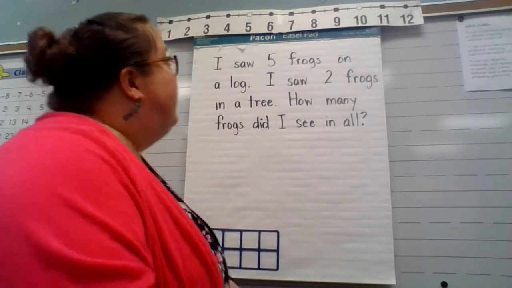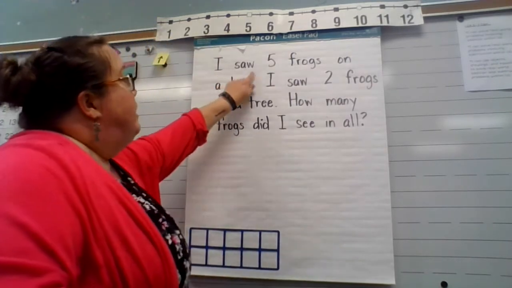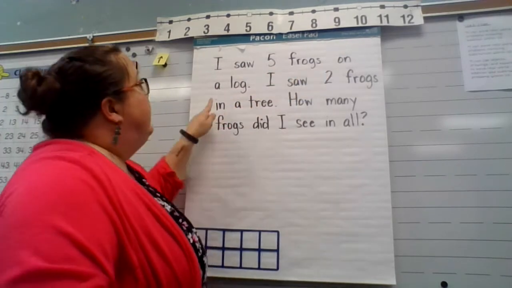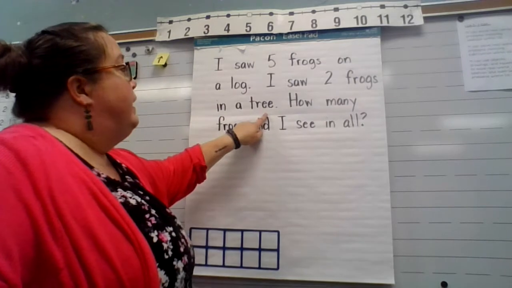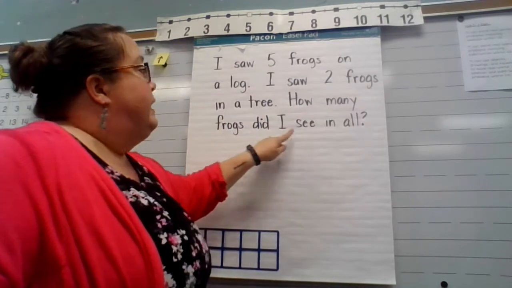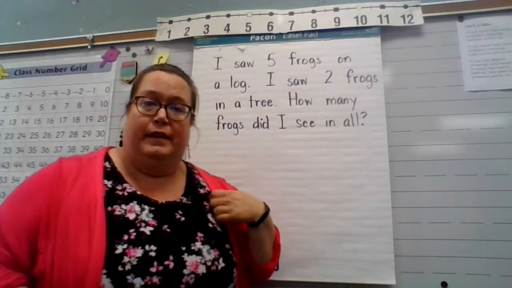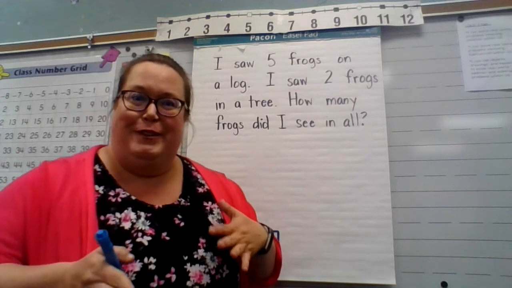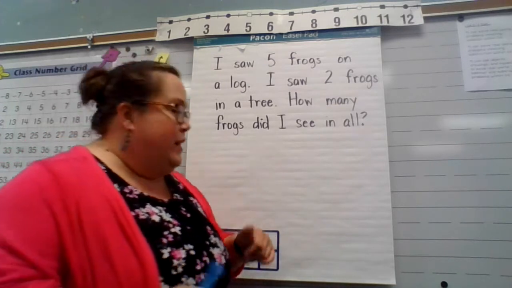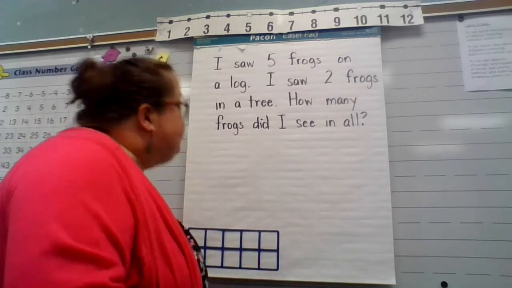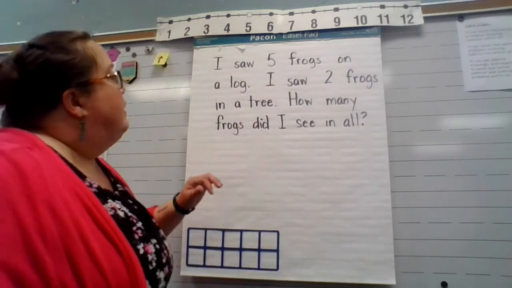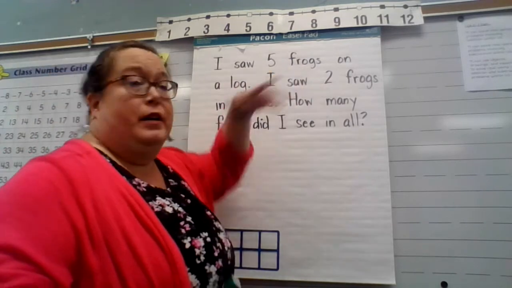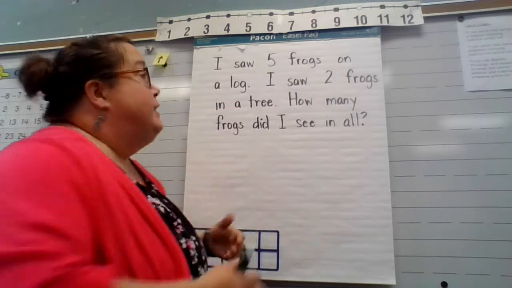Okay, here we go. I saw 5 frogs on a log. I saw 2 frogs in a tree. How many frogs did I see in all? Did you hear the numbers in that story? Okay, let's see, what was the first thing? The first number. I saw 5 frogs. Okay, that's important. I saw 5 frogs.